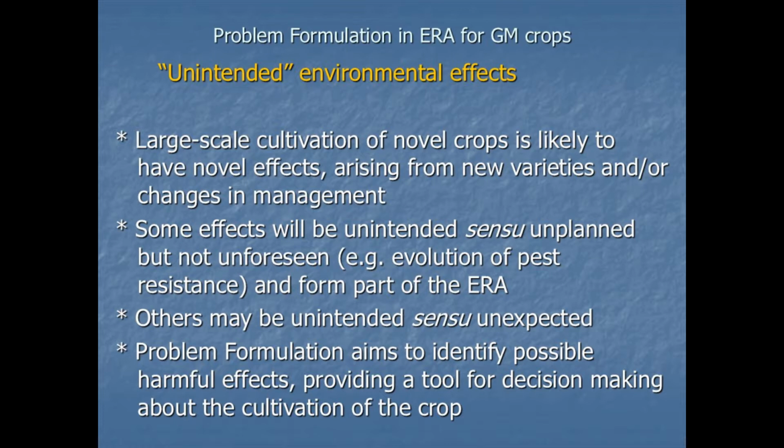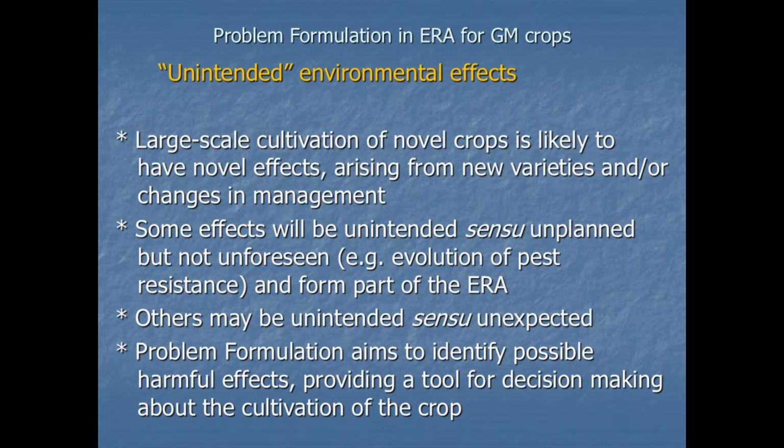But we can anticipate there'll be lots of other unintended effects in the sense that they were totally unexpected. We just didn't see them coming. They're a product of what we did when we decided to grow this particular crop. And what problem formulation aims to do is to pick up as many of these that we can foresee and identify the possible harmful effects, because the purpose of it all is to make a tool for decision making about whether you cultivate the crop, how you cultivate it, where you cultivate it, what risk mitigation measures you may take, and so on and so forth.